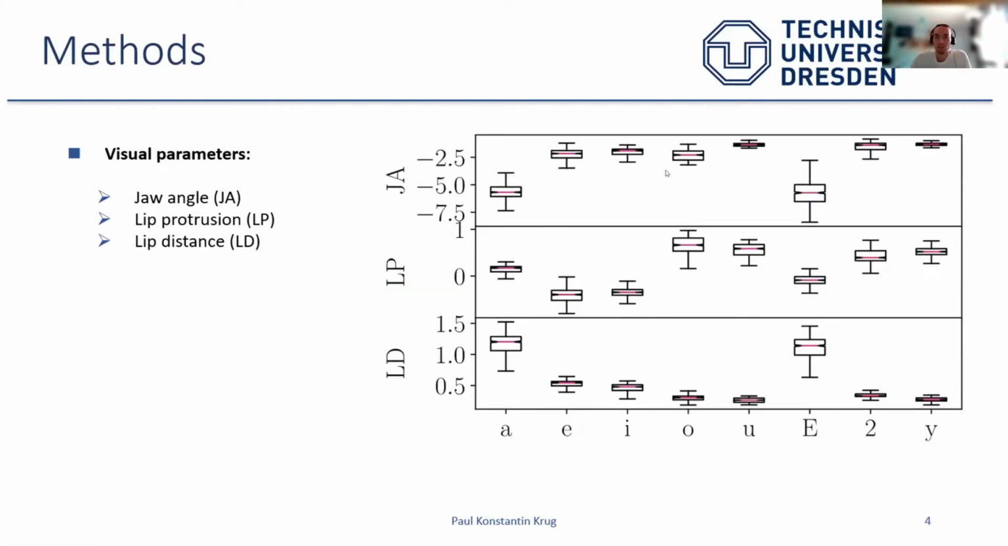And here is a plot of the measured visual parameters for the vowels. And you can see, for example, the R has a large negative jaw angle. That means that the jaw is very open, which is reasonable. And the lip distance is quite large. That means we have a very open vowel. And the lip protrusion is around zero, which is a neutral value. If you look at A and E, for example, it becomes negative, which means these vowels have lip spreading. And the opposite is true for O and U, where you have rounding, and then the lip protrusion value becomes close to one. So these values are reasonable, and then the mean values are used in the simulations.